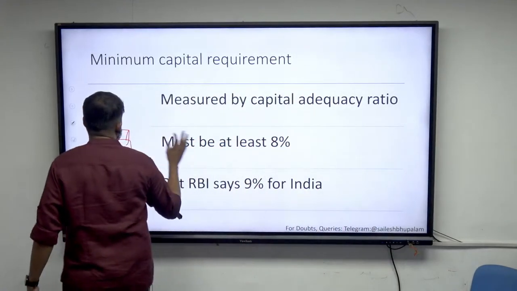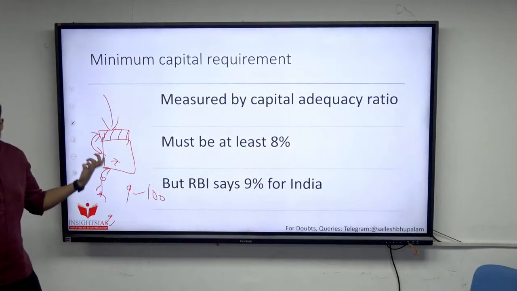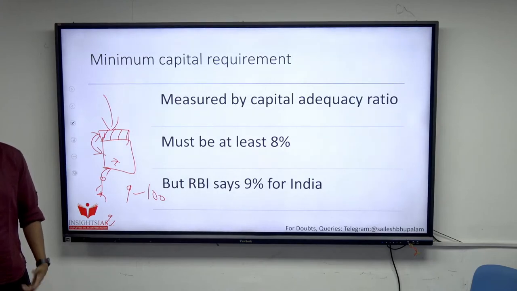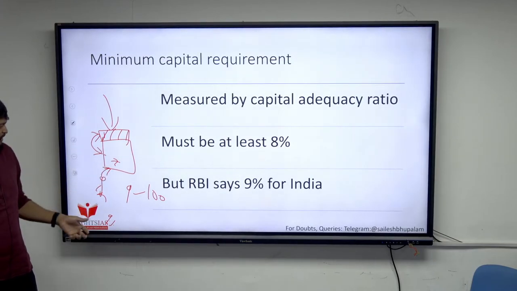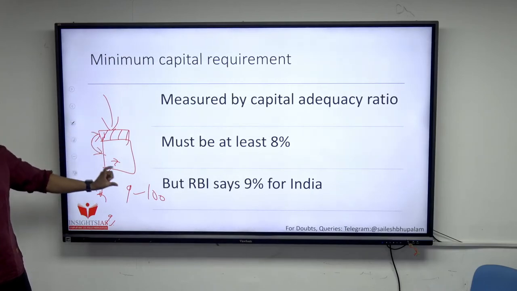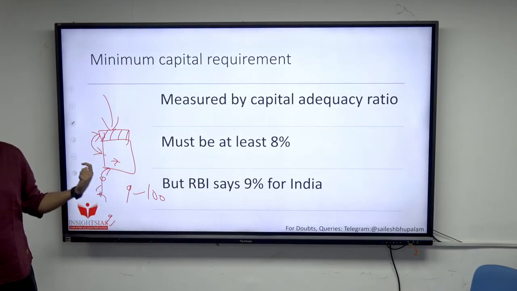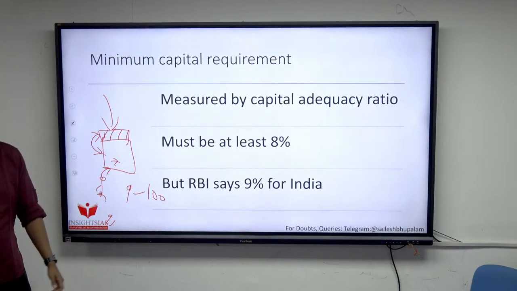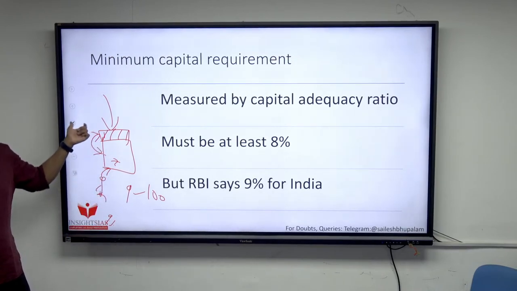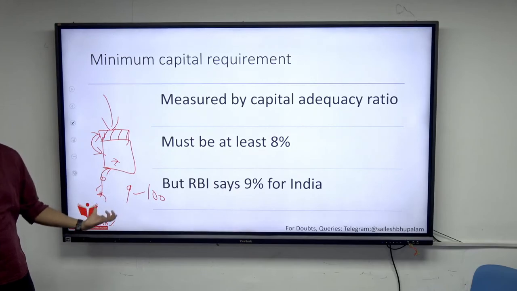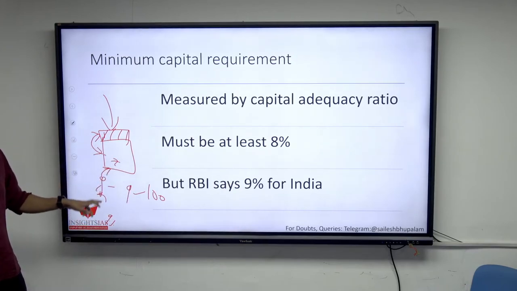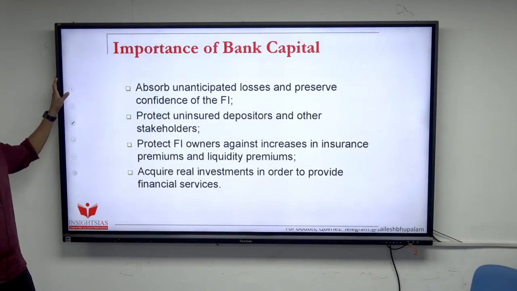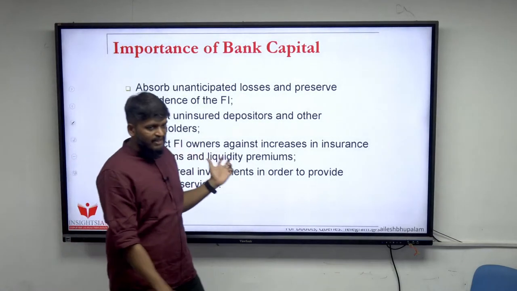Actually what Basel norms has asked for is 8%. But RBI felt we need to keep a little extra in India. That is, RBI has declared it to be 9%. So we have to keep 9 rupees to give a 100 rupee loan in India. You understood this? To make it simple, let us assume if we keep 10 rupees, then we can give 100 rupees loan. That means if capital adequacy ratio is 10%, this is how it will work. What is the importance of having this bank capital?